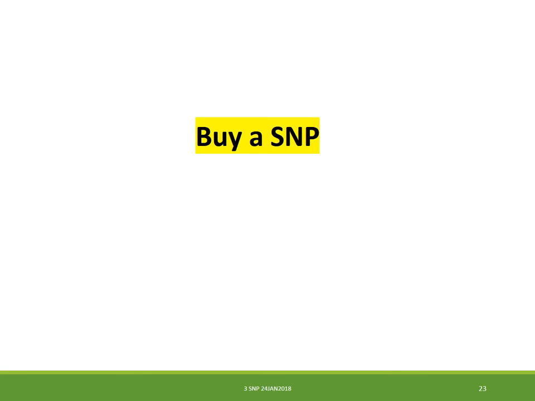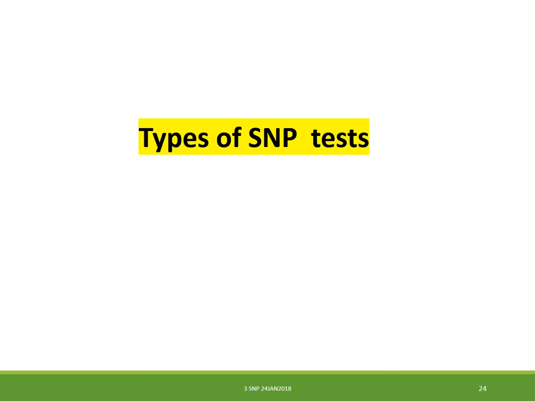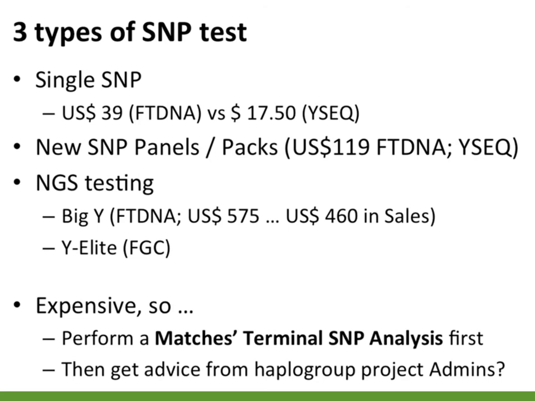So how do you get that kind of information? How do you find out what your SNPs are? You can actually buy a SNP. You can get different kinds of tests to buy these SNPs. There are three kinds of SNP tests, where you buy one single SNP, or you buy a group of SNPs, which is the SNP panels, or you buy a next generation test like Big Y, where it goes through your DNA, your Y DNA, and finds all the SNPs that exist there, all in one pass.